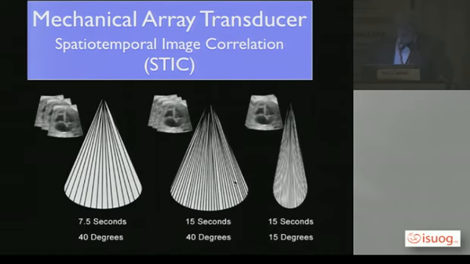So by adjusting the time of acquisition and the angle of the sweep, you can maximize the resolution of the stick volume. These are the two parameters we adjust: the seconds, the time it takes to do the sweep, and the degrees through which the sweep goes. So we make the sweep angle as narrow as possible to fit the anatomy that we're examining.